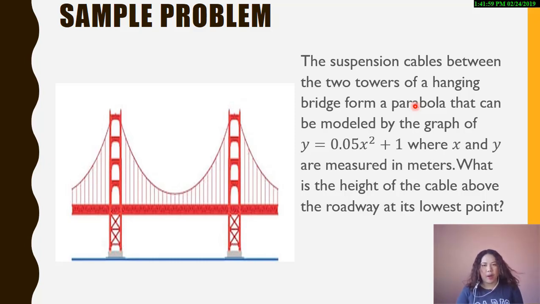So let's analyze the problem. We have suspension cables that form a parabola with a graph of y is equal to 0.05x squared plus 1. So we are going to find the distance between the lowest point, which is the vertex of the parabola, and the roadway. The first thing that we're going to do is find the vertex of the parabola, so we can determine the x-coordinate of the vertex.